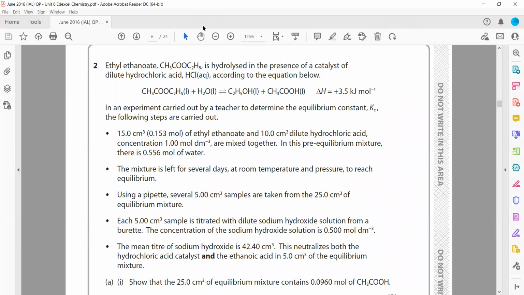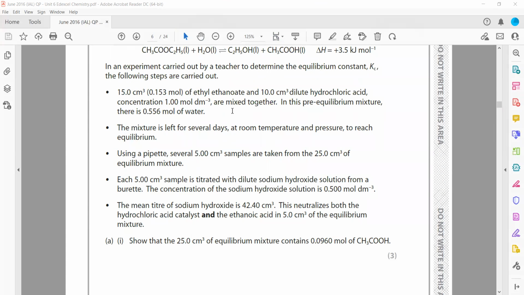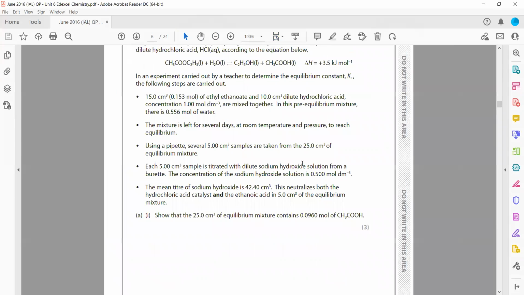Another question: ethyl ethanoate is hydrolyzed in the presence of a catalyst, hydrochloric acid. Different values are given. Show that 25 cm cube of equilibrium mixture contains 0.096 moles of ethanoic acid. So how can we work it out? In this reaction, we have 15 cm cube containing 0.153 moles of ethyl ethanoate, and 10 cm cube of hydrochloric acid of concentration 1 mole per dm cube, mixed together. And in this pre-equilibrium mixture, 0.556 moles of water are already there.